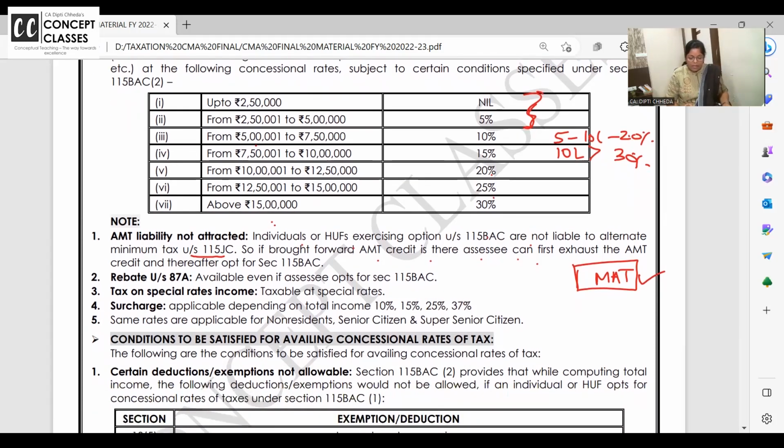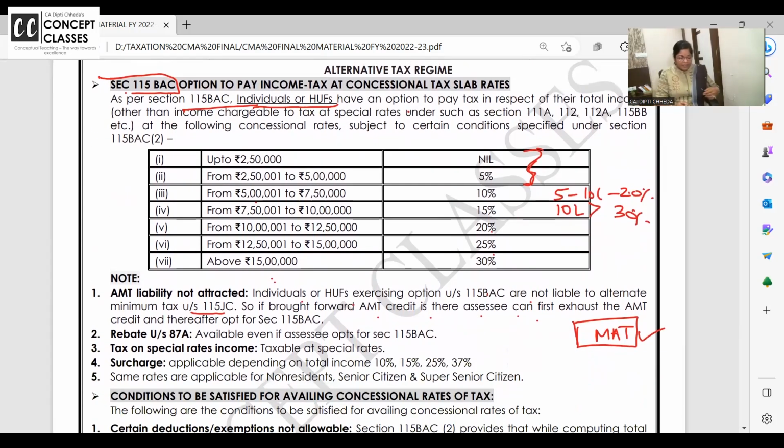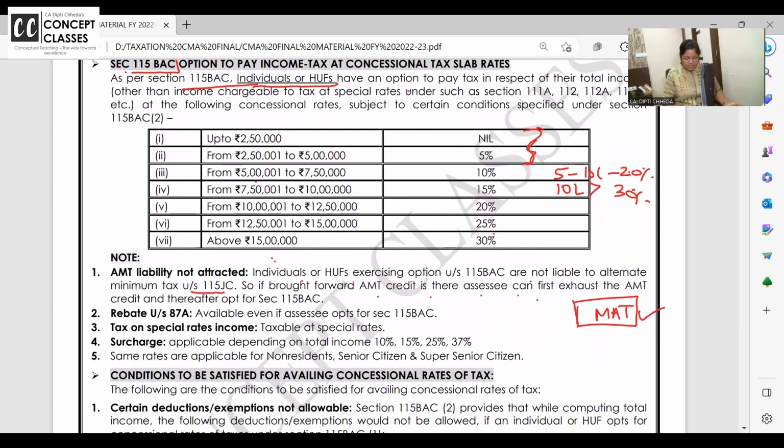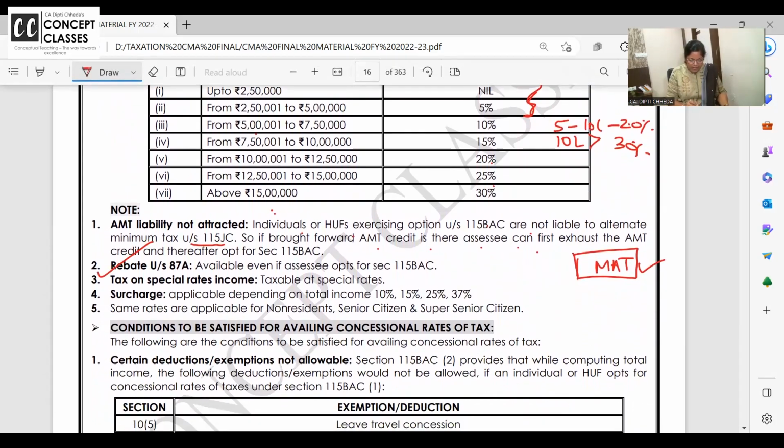First, you go in AMT, do all that set off, and then go to the new tax regime. Once again, this new tax regime, what is the section? 115 BAC. And it is applicable for whom? It is applicable only for individuals and HUFs. And will the individual and HUF get rebate in the new tax regime or alternative tax regime? Answer is yes.